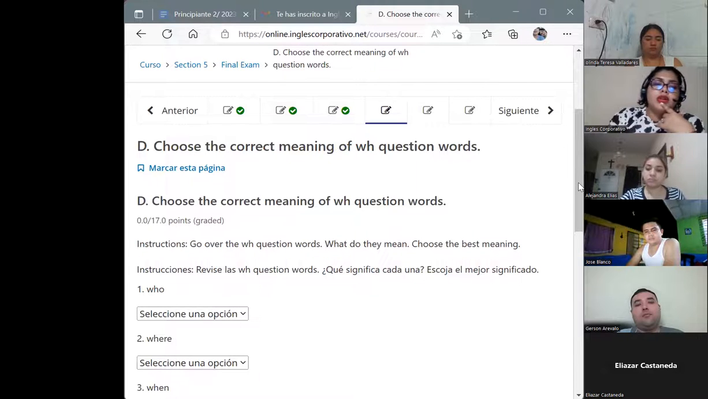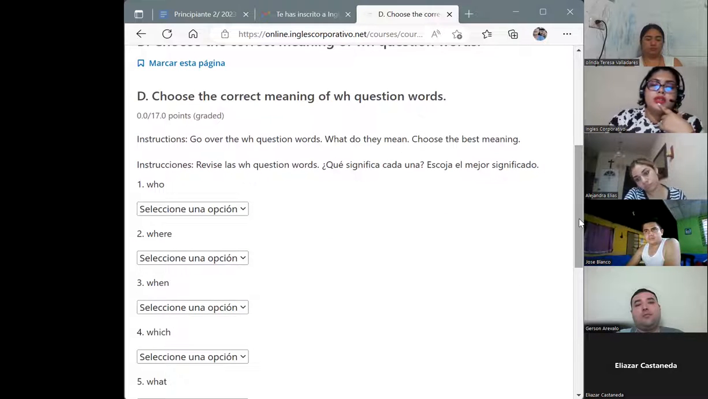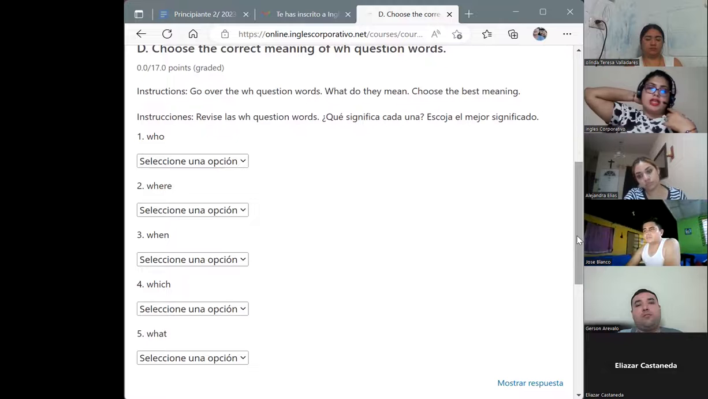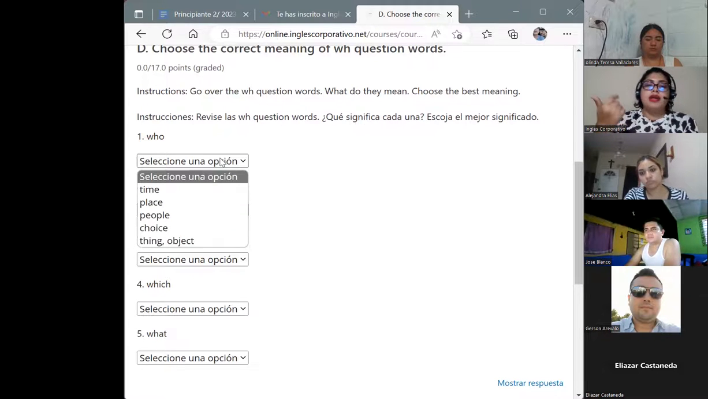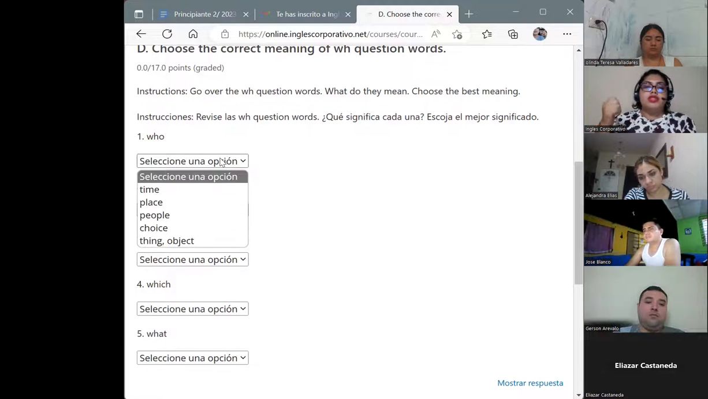So now, we're going to go over the WH question words. What do they mean? Choose the best meaning. ¿Qué significa cada una de estas palabras? Vamos a escoger el significado, ¿verdad? ¿Qué mejor le quede a la palabra? En este caso, who is related to time, place, people, choice, thing, or object. Tiene que ver con el tiempo, el lugar, las personas, las decisiones, cosas u objetos.